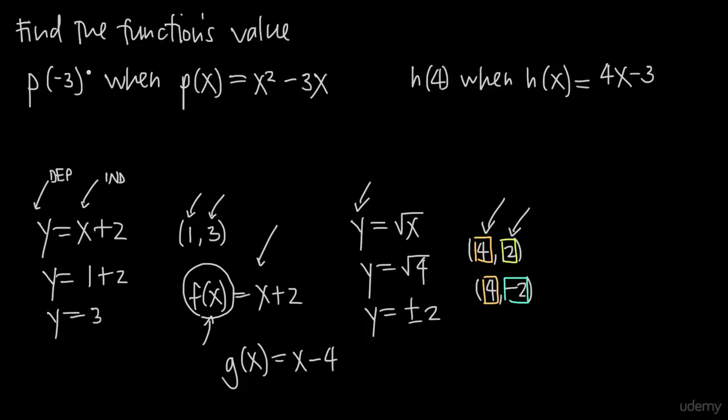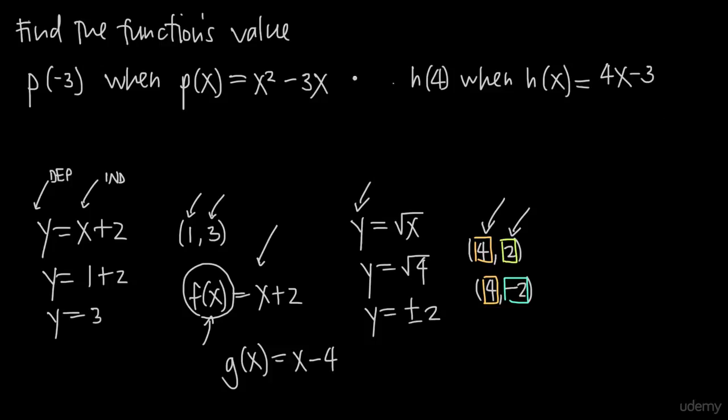So when we go up here and look at our examples, they're telling us find p of negative 3 when we have p of x is equal to x squared minus 3x. So looking at this, we know that this is a function p in terms of x. We know it's a function because we have this special notation p of x instead of just y equals x squared minus 3x. So this tells us that every value we plug in for x is going to give us back only one value for p of x. And they're asking us specifically to find the value we get back when we plug in negative 3 for x.